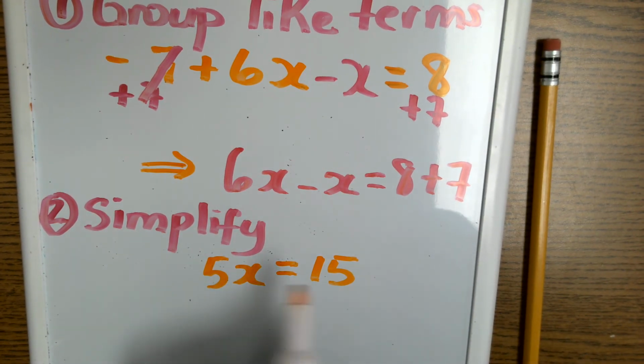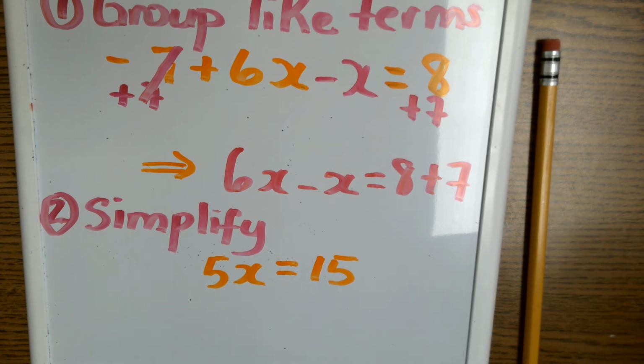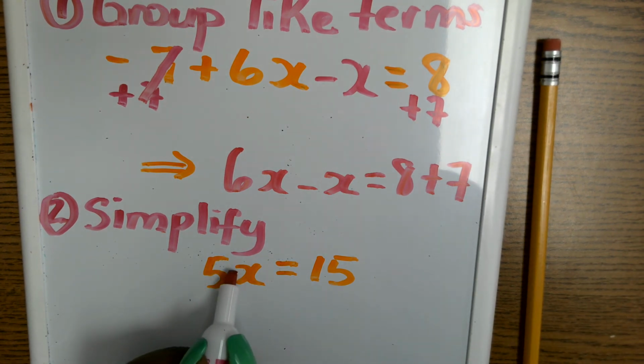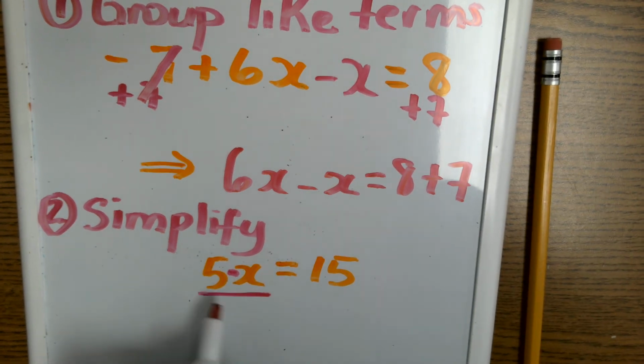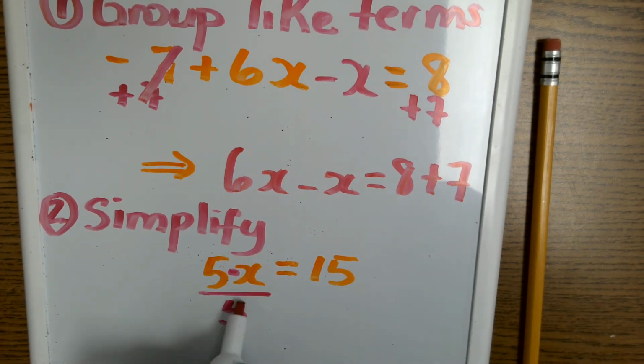We are not done as yet. We still need to get x by itself. And how do we get x by itself? We are multiplying by 5, so we have to do the opposite of multiplying, which is dividing. So we're going to divide this side by 5. And the rule is once you're doing anything to one side of your equation, you have to do it to the other. So if we divide here by 5, we have to divide this side also by 5.